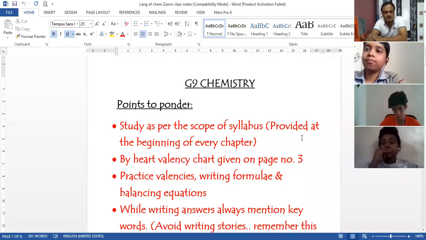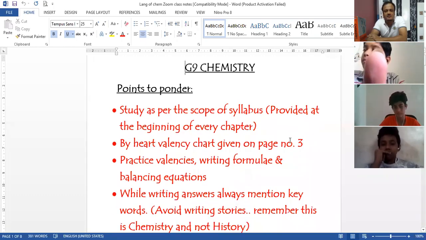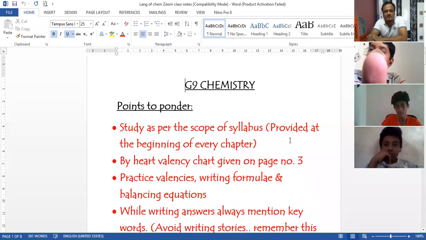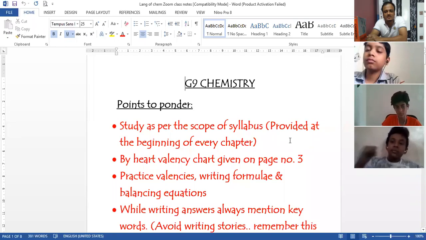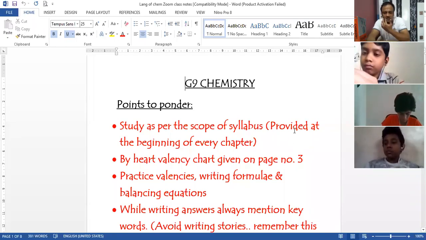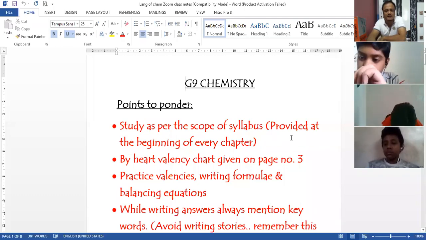You can just read through the other topics which are there in the chapter. Okay, so that is the first thing. The second thing is page number 3. You have the valency chart. We have already studied the valency chart in grade 8. We are using the same valency chart because we gave you the grade 9 valency chart in grade 8. So obviously you are familiar with the valencies and all.